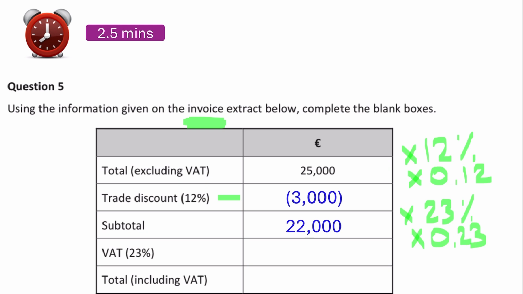When you get that figure, you are going to add your VAT, and you're adding your VAT because the seller has to collect the VAT on behalf of the revenue commissioners. So they send the VAT to the revenue on your behalf. So value added tax, we add that.